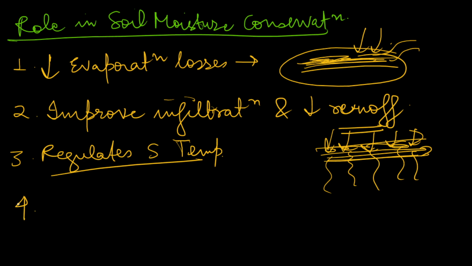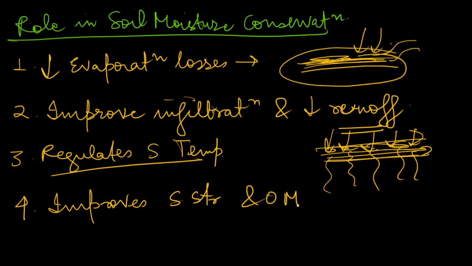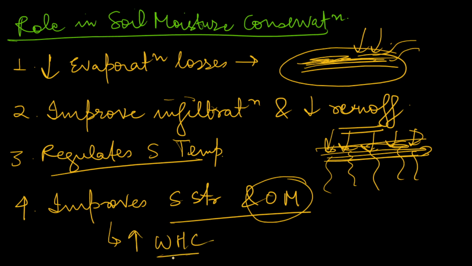Secondly, it improves soil structure and organic matter. So what happens due to improved soil structure and organic matter? The soil is able to hold more water. All these things happen due to mulching, because if you are using paddy straw mulches, it will act as organic matter. So it increases the water holding capacity of the soil. This is how it also helps.